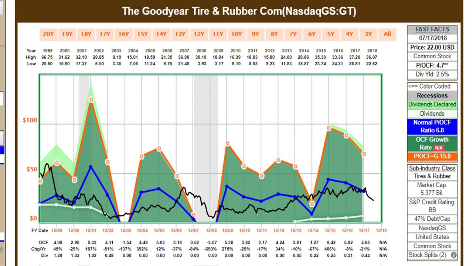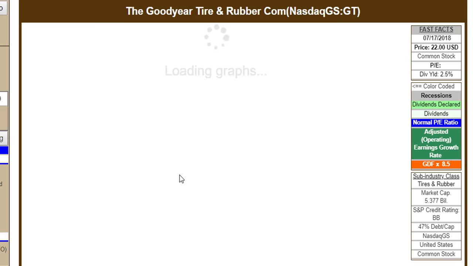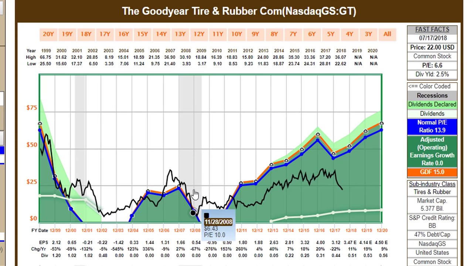So this is not my cup of tea, but when you're analyzing cyclical stocks, the key is you're looking at the fundamentals, not the price action. The price action will relate to the fundamentals, however, as you can clearly see by looking at Goodyear.